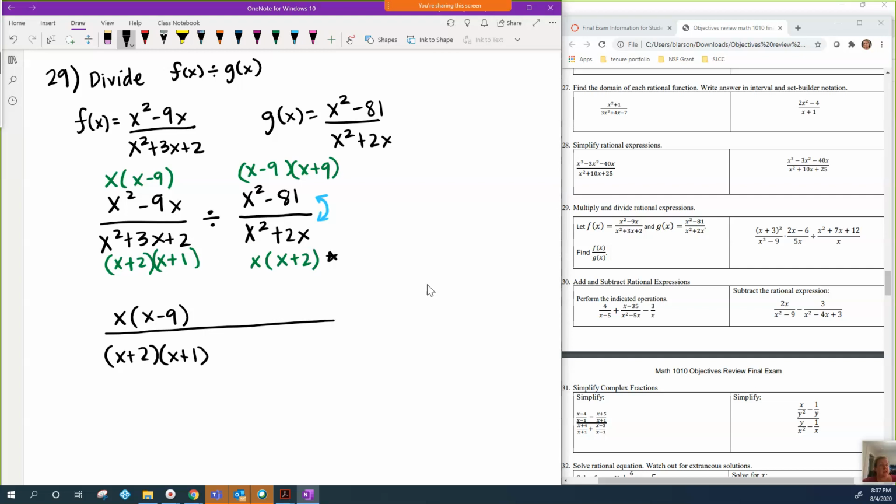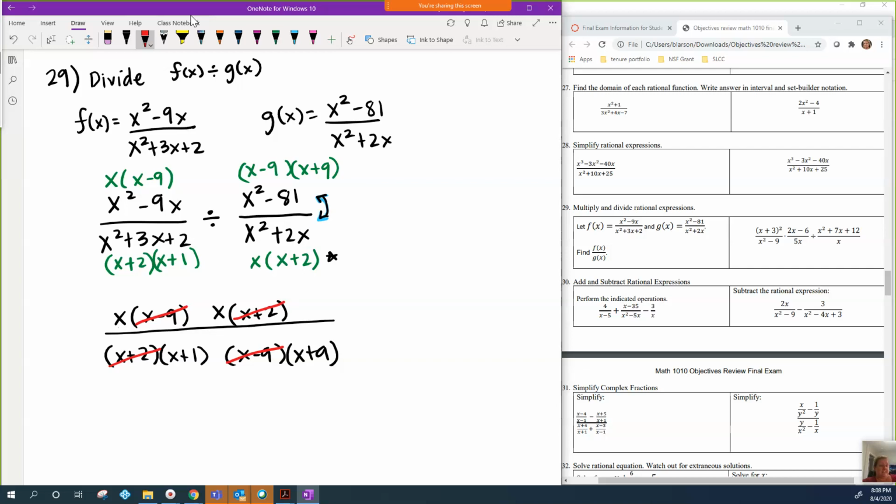So this x times x plus 2 is on the top now, and the x minus 9 times x plus 9 is on the bottom, right? I had to flip those, okay? And now I get to cancel things out that are the same, right? So anything on the top that can cancel out with anything on the bottom. So it looks like I've got x minus 9 on the top, x minus 9 on the bottom, x plus 2 on the top, x plus 2 on the bottom, right?